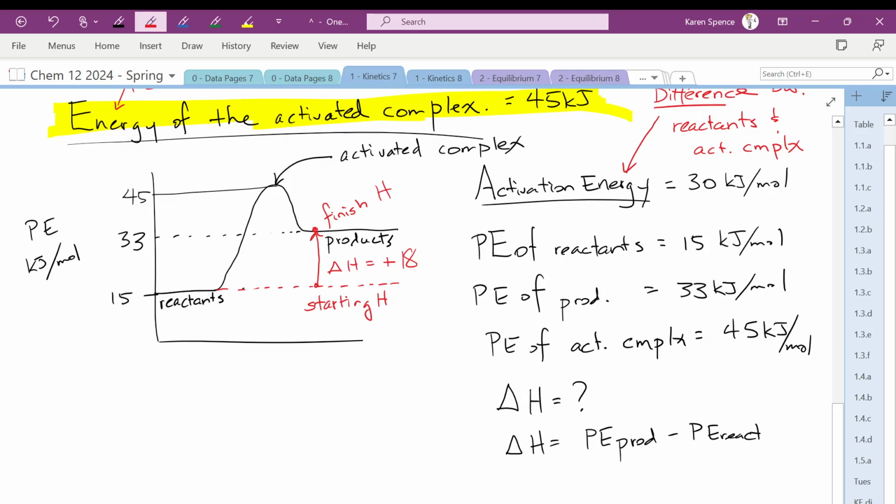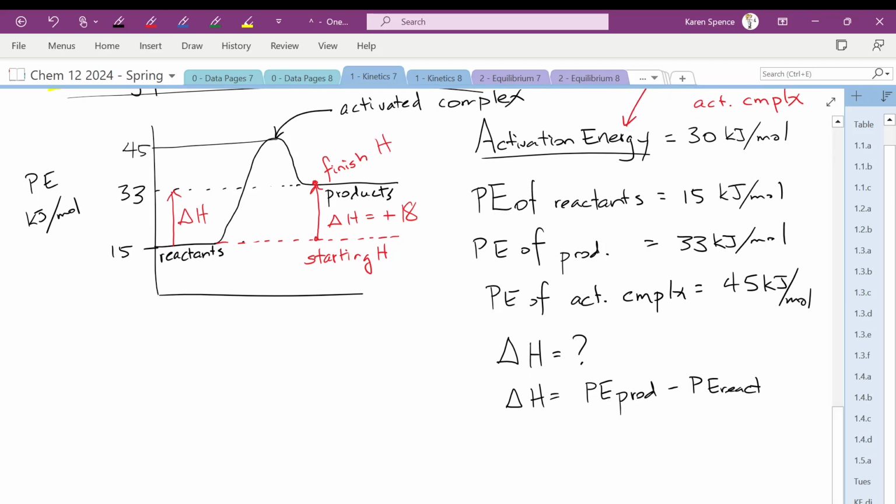You could label it on the other side of the graph. You could totally label delta H over here. That's your other option. But if you want to do it mathematically, you can say it is my products minus my reactants, my final state minus my initial state, final minus initial. And so that's going to be 33 minus 15 is 18. Are we happy with how I've written the work for that?